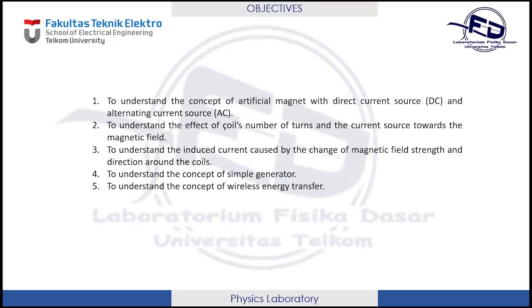This module has 5 objectives to be attained by the end of the practicum. First, to understand the concept of artificial magnet with direct current source or DC and alternating current source or AC. Second, to understand the effect of the coil's number of turns and the current source towards the magnetic field. Third, to understand the induced current caused by the change of magnetic field strength and direction around the coils.